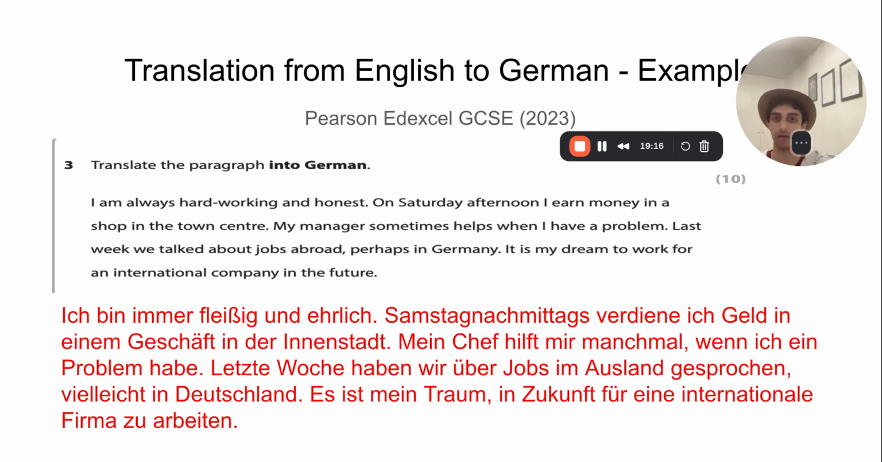Sometimes German and English will map out very, very similarly, such as in the first sentence, Ich bin immer fleißig und ehrlich. In German, that's a word-for-word translation from the original English. So word-for-word translation works there. The two languages have basically the same structures, a way of phrasing that kind of sentence. Other times it doesn't. For example, on Saturday afternoon, you wouldn't use the word on there in German. So that would just become Samstagnachmittags. So you have to be careful of those differences and don't be tempted to just copy the original English.